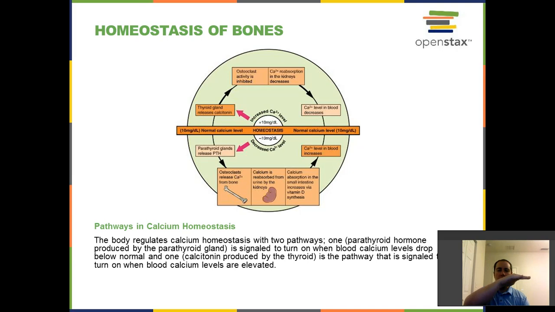We have a normal level of calcium that we want in the blood. If it goes too high, we make calcitonin to take the calcium out of the blood and put it into our bone to bring us back to normal. If we go too low, we make parathyroid hormone, which takes calcium out of the bone and puts it back into the blood to bring us back to normal. Usually, we stay in a fairly tight window. Unless we have some sort of a calcium shortage, we are not going to have a problem.